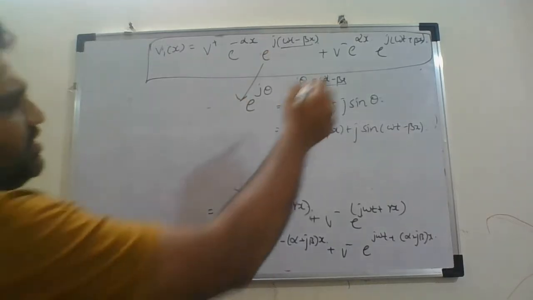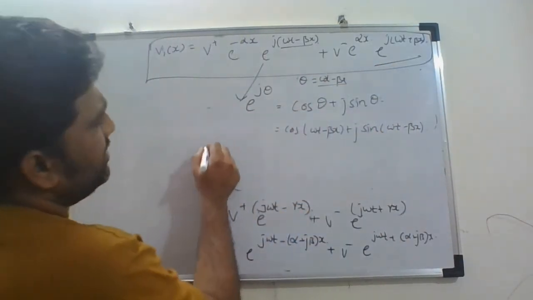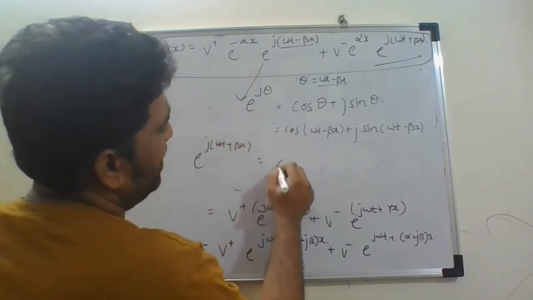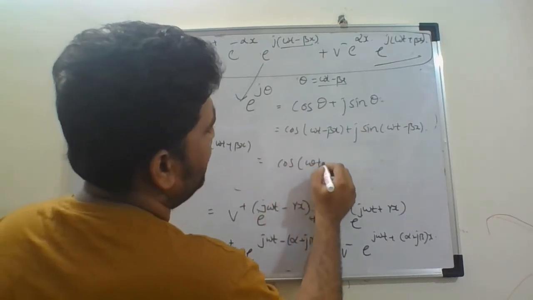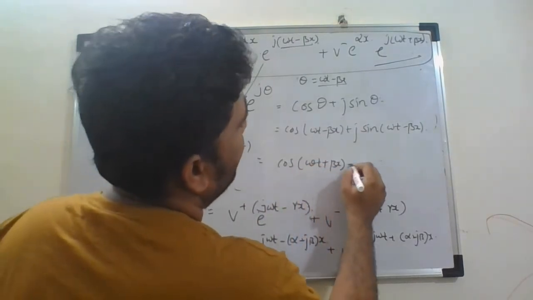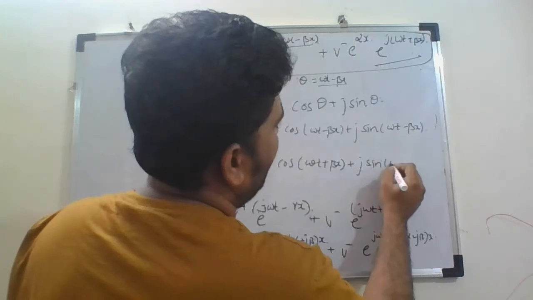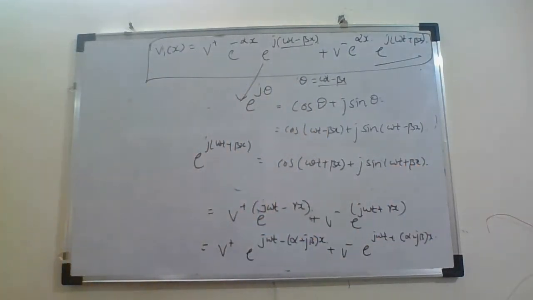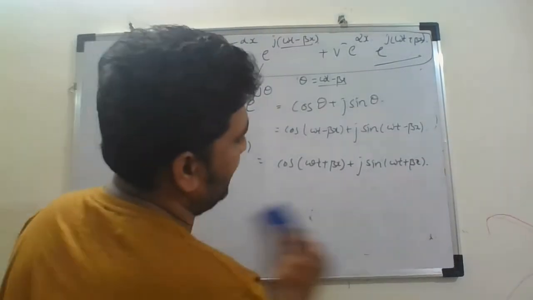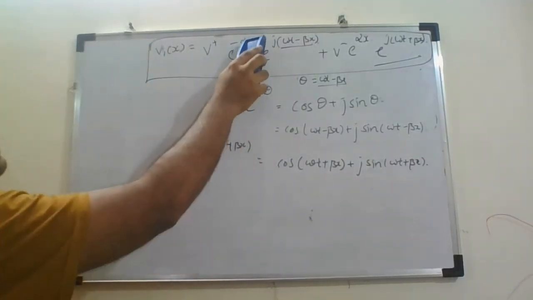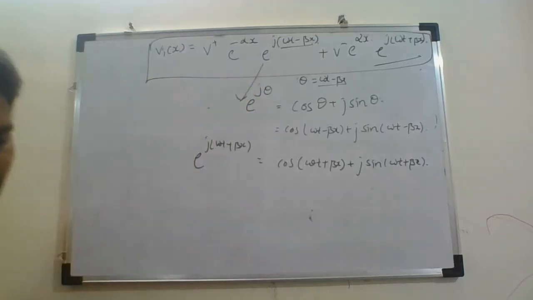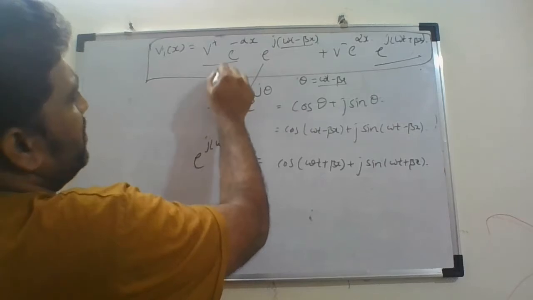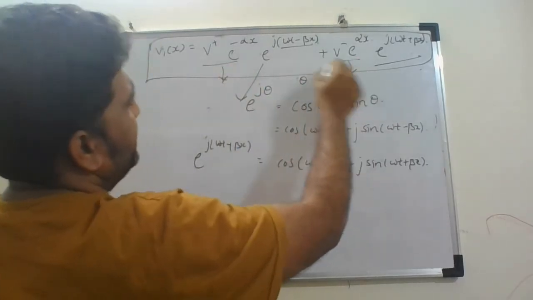Similarly, for the expression e power j (omega t plus beta x), this is also the same, only the terms are cos (omega t plus beta x) and j sin (omega t plus beta x). We can see that the rest of the parts are only magnitudes. So V plus into e power minus alpha x is just a magnitude, a real quantity. This is a constant quantity, and this is also a constant quantity.